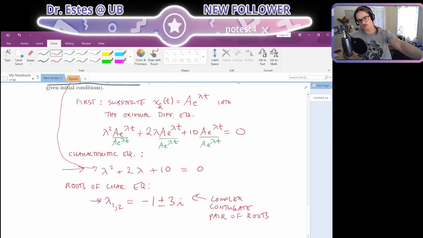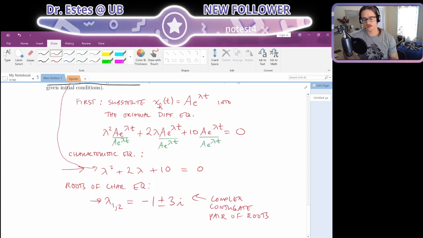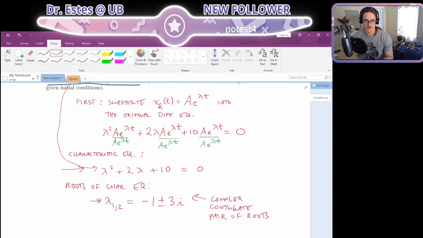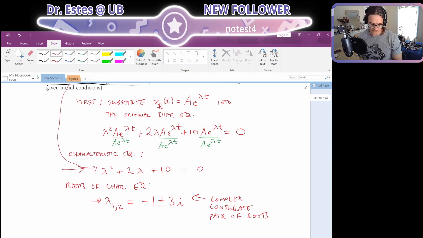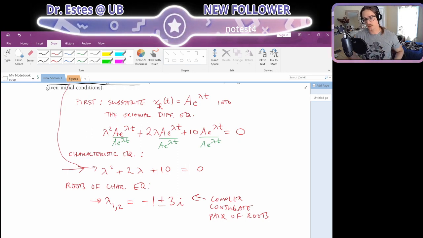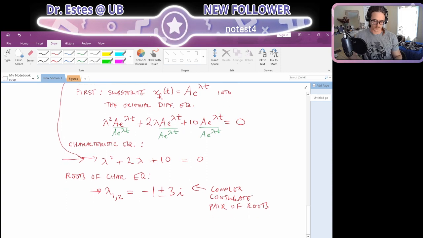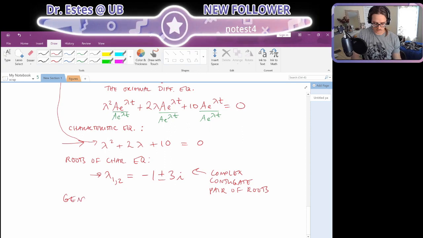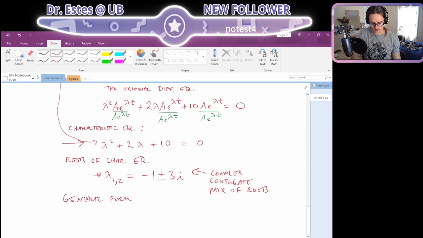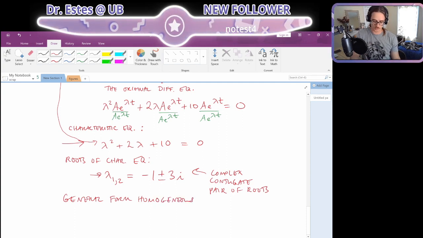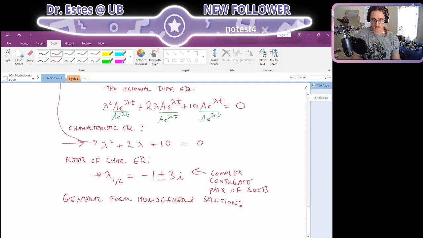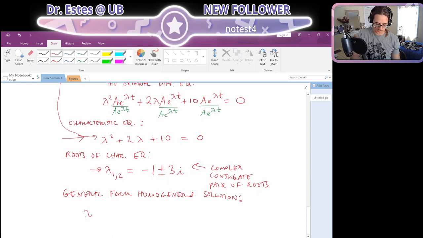And we're going to go through second order systems in a little bit more detail today. You don't always get a complex conjugate pair of roots with a second order system. When you do get a complex conjugate pair, we call it an underdamped system. So, okay. The general form of the homogeneous solution, if you have complex roots, it's this.